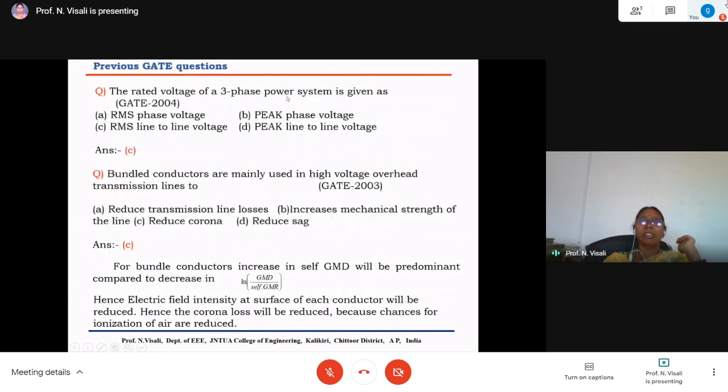The rated voltage of a three-phase power system is given as what? How will you measure the voltage of a three-phase power system? Either RMS phase voltage, peak phase voltage, RMS line-to-line voltage, or peak line-to-line voltage. It is always measured as RMS, and since it is a transmission line, we consider line-to-line voltages, not phase voltages. So line-to-line RMS voltage is the correct answer. Measurement is always done with RMS values. Generally, for a transmission line, we consider line-to-line instead of phase voltage.